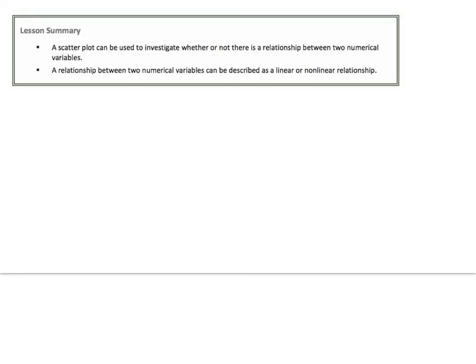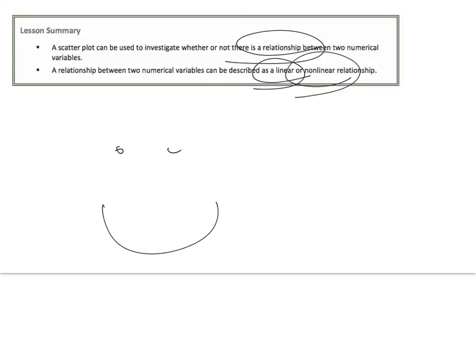A scatter plot can be used to investigate whether or not there is a relationship between two numerical variables. A relationship between two numerical variables can be described as linear or nonlinear. That was it. Pretty awesome.